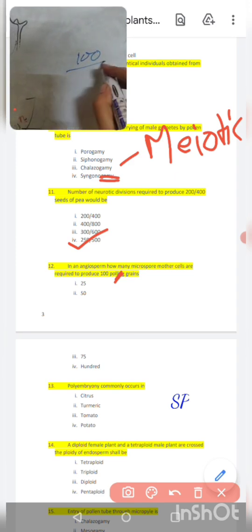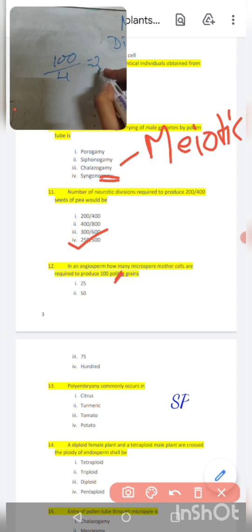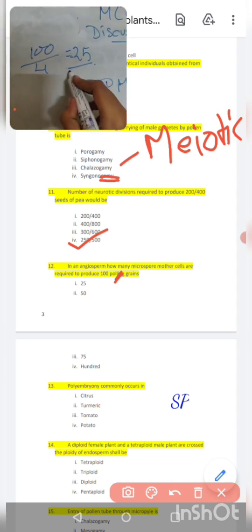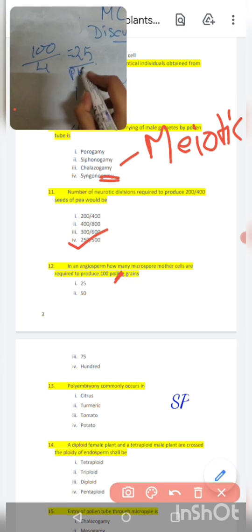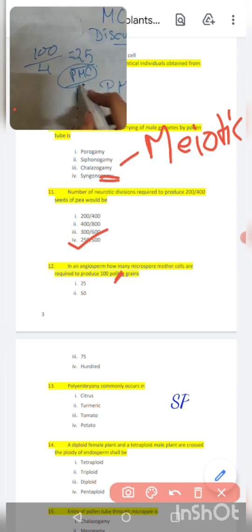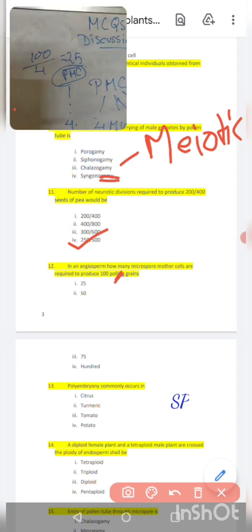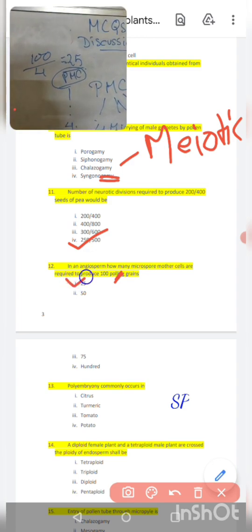we need 25 pollen mother cells or microspore mother cells. So the answer of number 12, student, will be number 1.